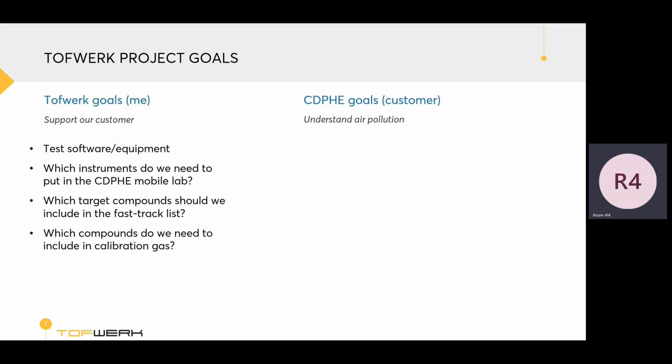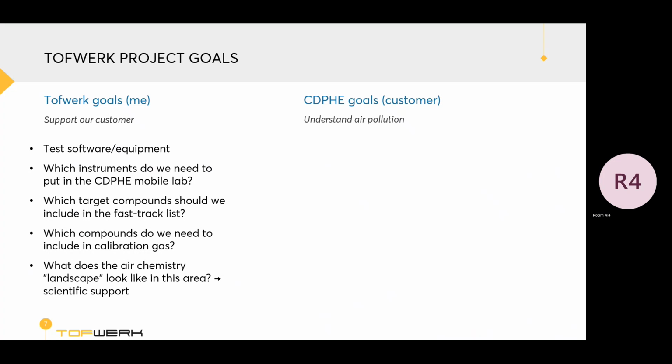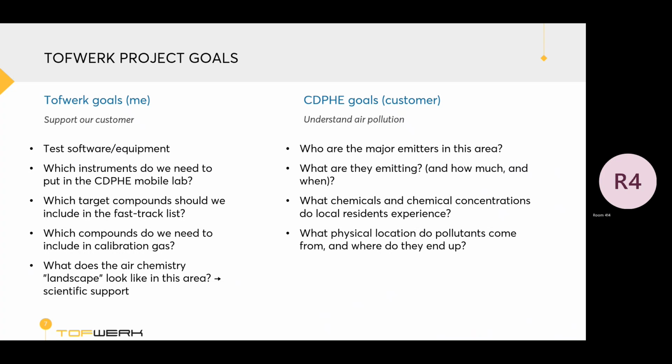I'm also providing a lot of scientific support to CDPHE, so that I can say something meaningful when I talk to them. And then the regulatory agency wants to answer who, what, and where types of questions. Who are the major emitters? Where are major compounds emitted from? And there's also a non-target aspect. So what sources and chemicals are there out there that we don't know about?